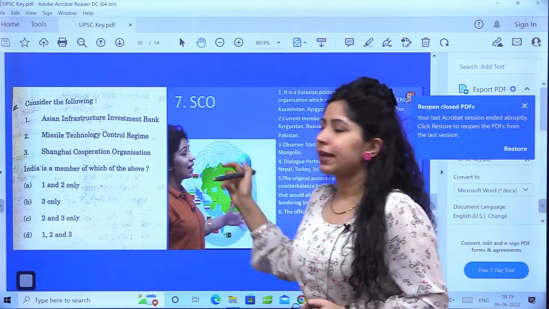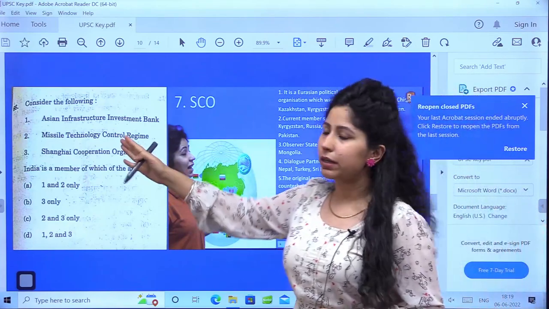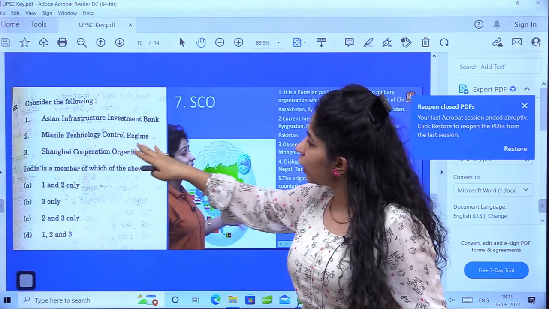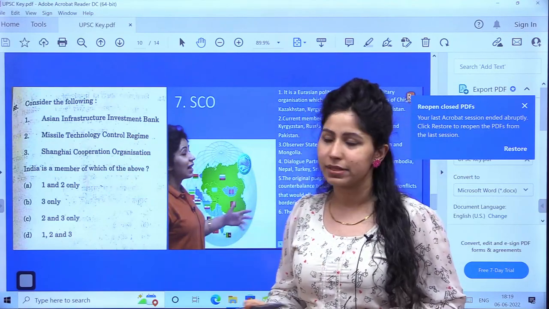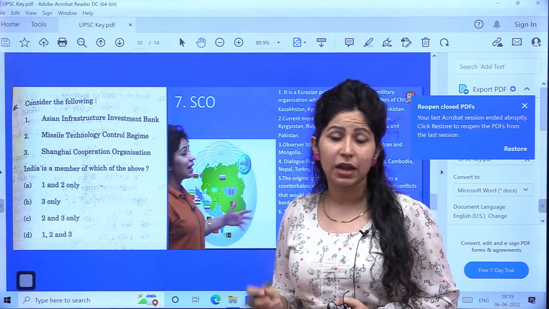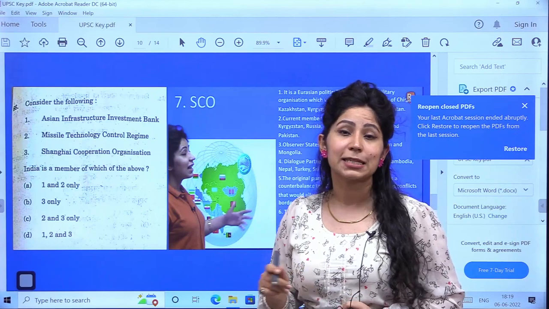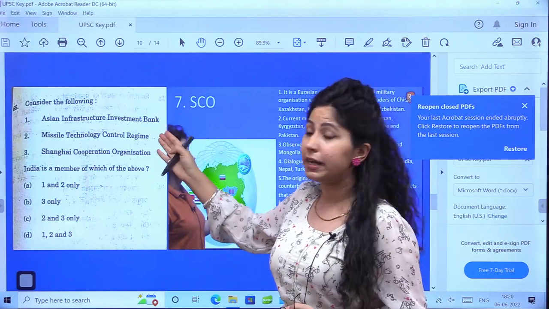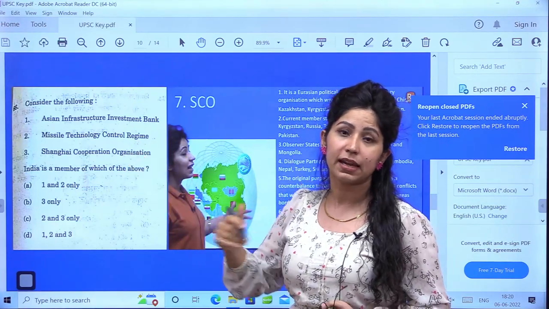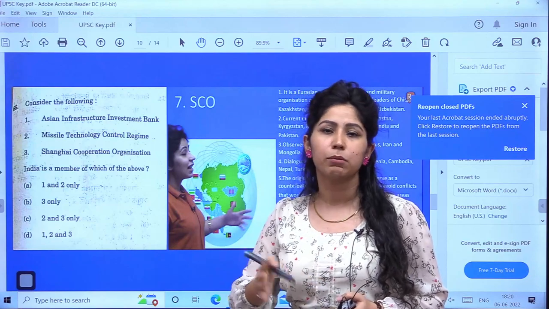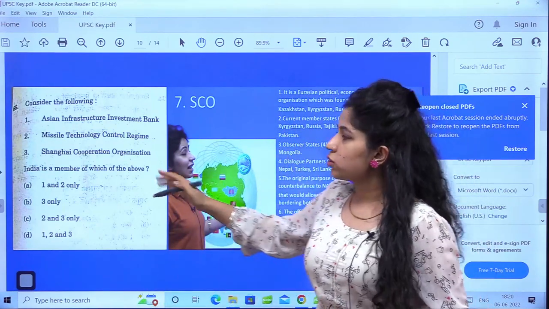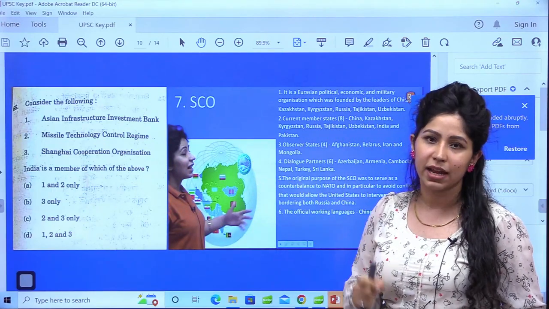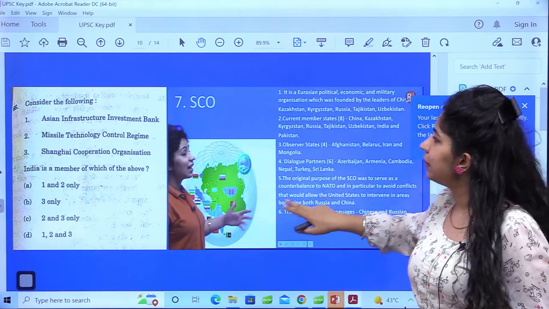Moving on, Snigdha ma'am also discussed this question: which organization is India a part of? Asian Infrastructure Investment Bank, Missile Technology Control Regime, or Shanghai Cooperation Organization? See, MTCR has been talked about again and again when it comes to the BrahMos missile, and the BrahMos missile has been discussed in our current affairs class also, because earlier the range of BrahMos was less. When India became a member of MTCR, the range of the Agni missile and BrahMos missile was increased. Also, the Shanghai Cooperation Organization has been discussed exclusively in the important international organizations that we discussed. So this question was very easy to handle.